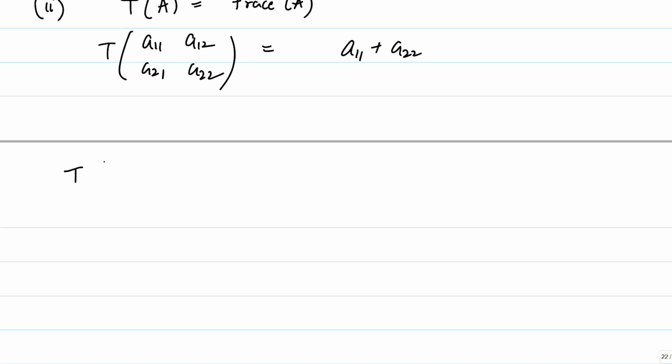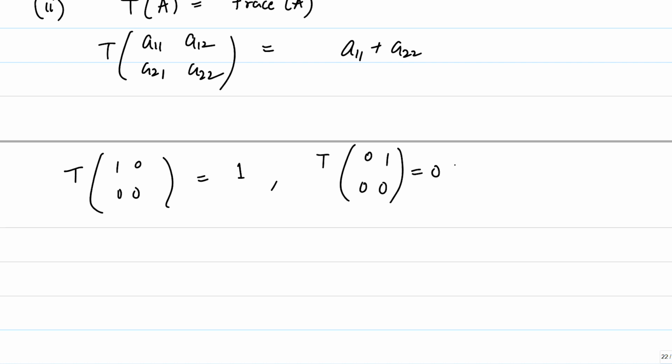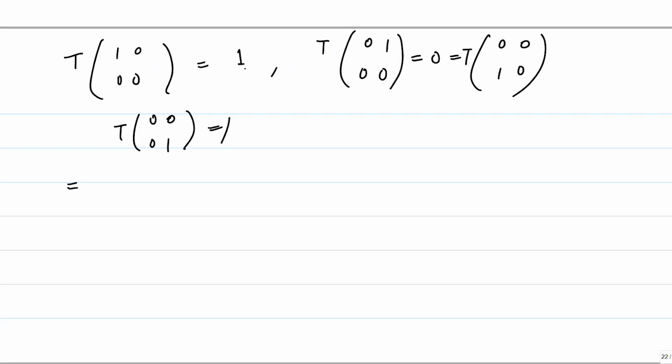So what is T of (1, 0, 0, 0)? This is just 1. Similarly, what is T of (0, 1, 0, 0)? It is equal to 0, which is the same as T of (0, 0, 1, 0). And what about T of (0, 0, 0, 1)? That is also equal to 1. So this matrix is just going to be equal to, from here the first column comes, from here the second and the third column comes, and from here, the fourth column comes. So the 1 cross 4 matrix will look like this.